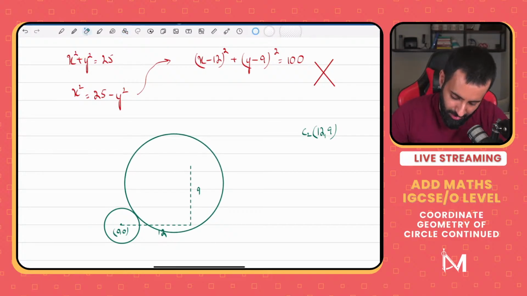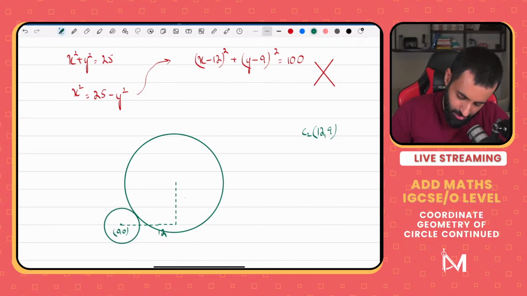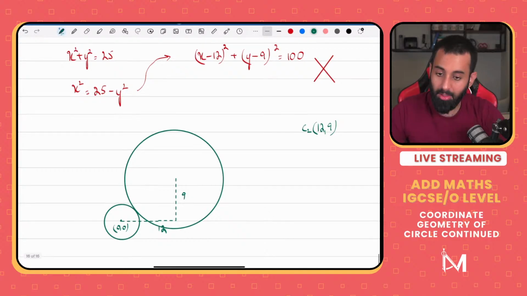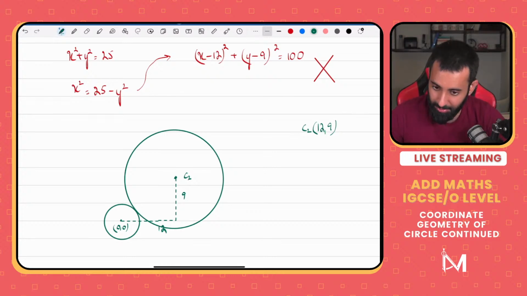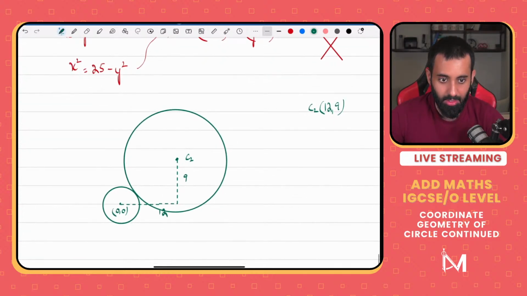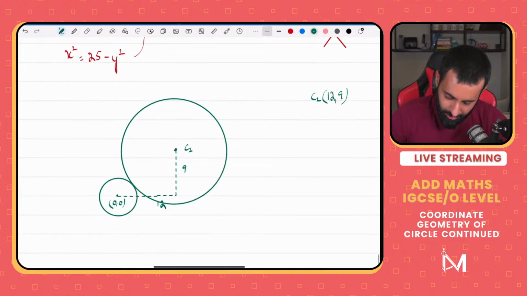Let me redraw it actually. So let's say this is 12. And then how many units up do we have to move? We have to move 9 units up. So this is where we will find the center of the big circle. This is C2. Now, what do we have to find? We have to find the point of intersection.